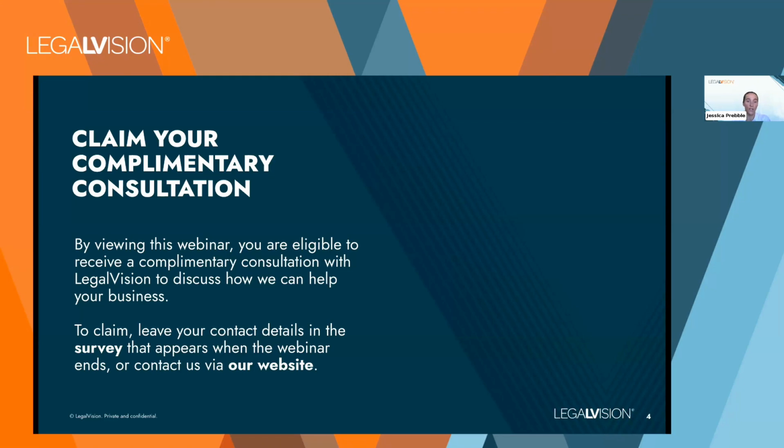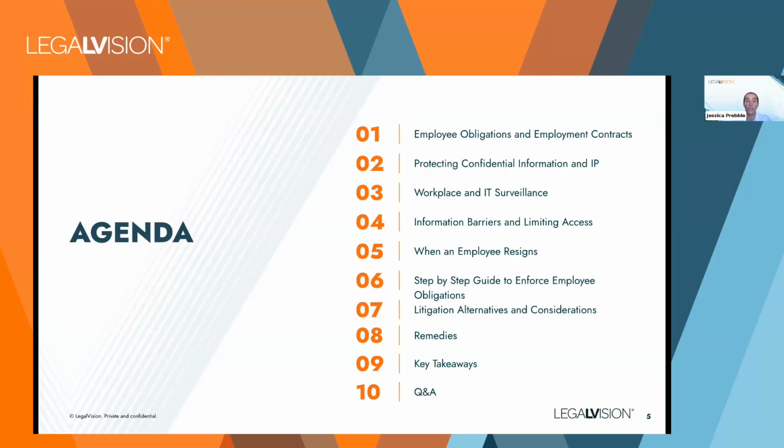Now, we do have a poll question. If you could take a moment to answer, which of the following do you most want to understand better? Employment agreement essentials, protecting confidential information and IP, steps to take when someone resigns, enforcing restraints of trade, or not sure, just here to learn. And I'll answer that after you've submitted those in about 2 minutes.